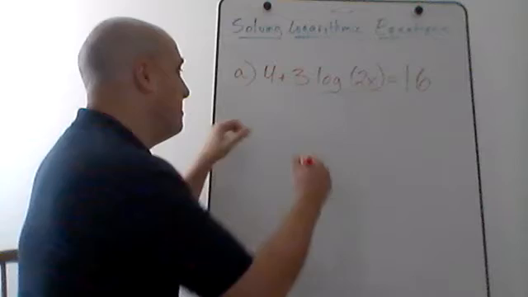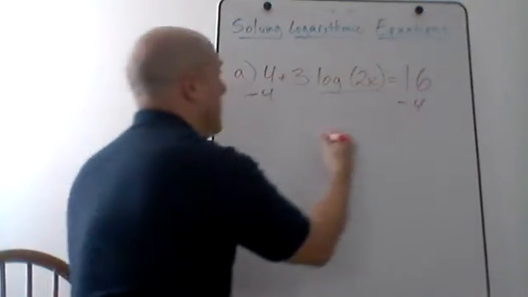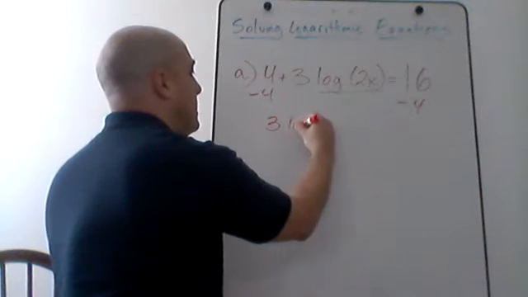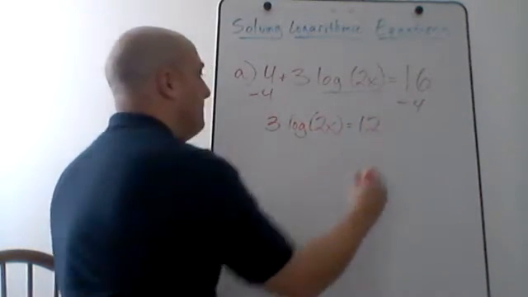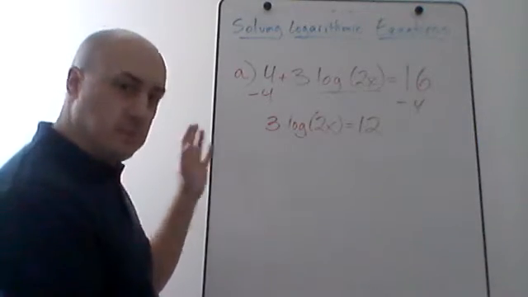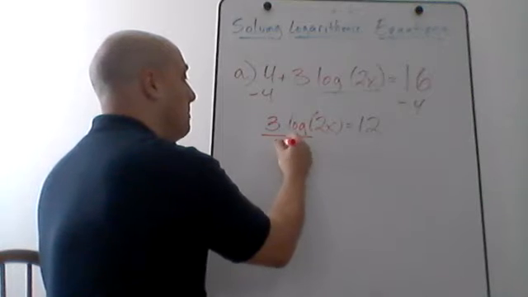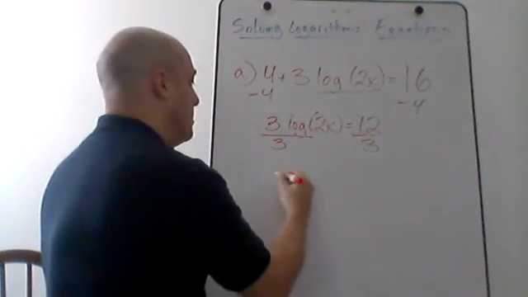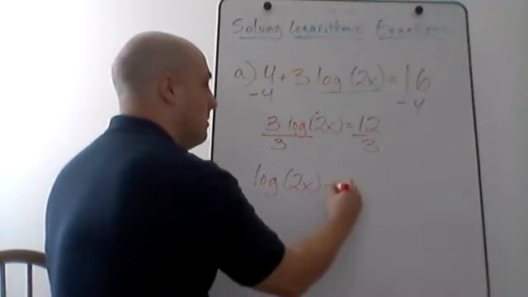So the first thing I would do is subtract the 4. Let me subtract 4 on both sides. That's going to give me 3 log of 2x equals 12. Then I have 3 times the logarithm, and the opposite of multiplying by 3 is dividing by 3. So I divide both sides by 3, and I get log of 2x equals 4.